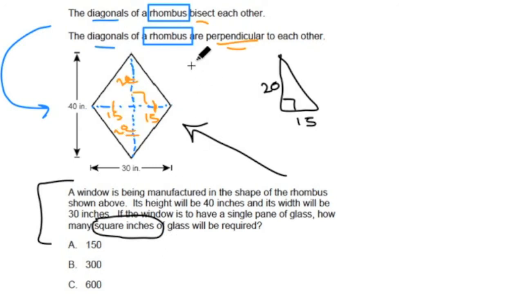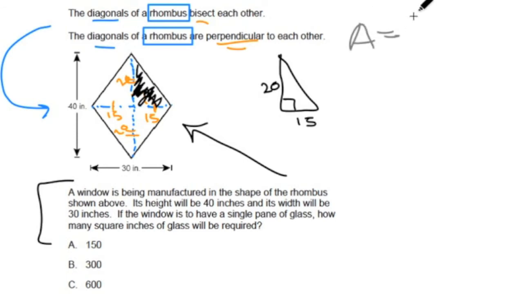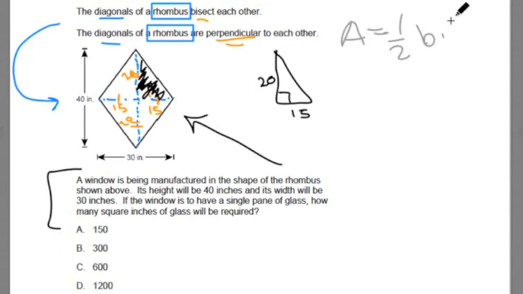Now, in doing the original part of the problem, we divided into four triangles, and we found out the dimensions of each one of those triangles. So in order to find the total area of this whole thing, what we're going to do is find the area of one triangle, and then multiply it by four, because there's four of these sections. Does that make sense? All right, what's that area formula of a triangle? The area of a triangle is equal to, oh yeah, 1/2 base times height.